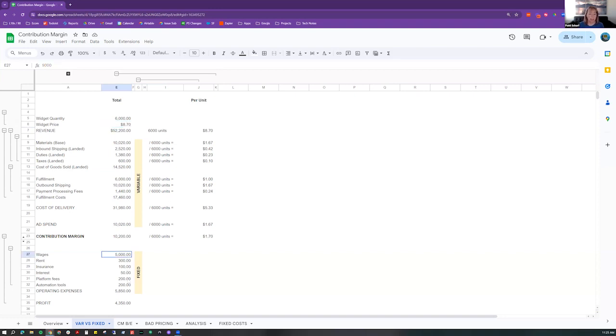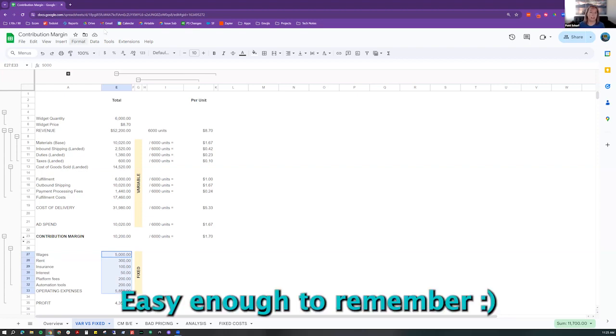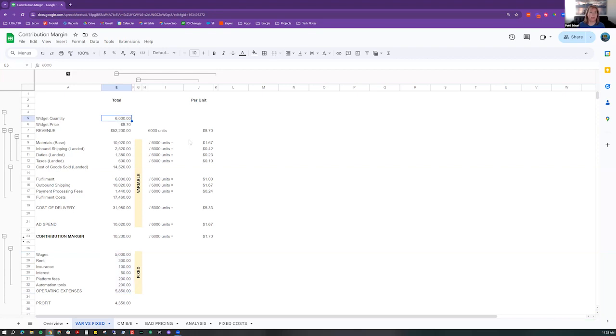The fixed costs, on the other hand, they are, not surprisingly, fixed. They don't change. It doesn't matter if you sell 1,000 widgets or you sell 10,000 widgets. The fixed costs are going to stay the same. All right, so now you understand the difference between the variable costs and the fixed costs.